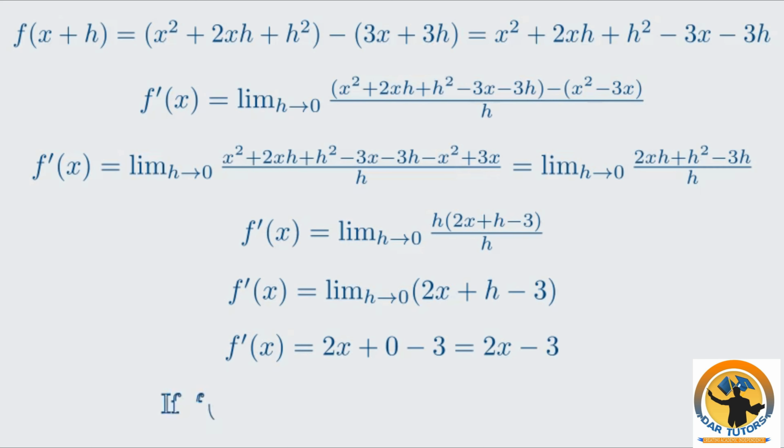So the derivative of f of x equals x squared minus 3x is f prime of x equals 2x minus 3. This means the gradient of the tangent to the parabola changes linearly with x.